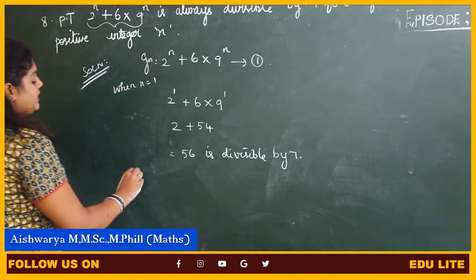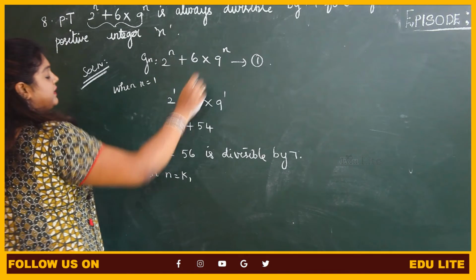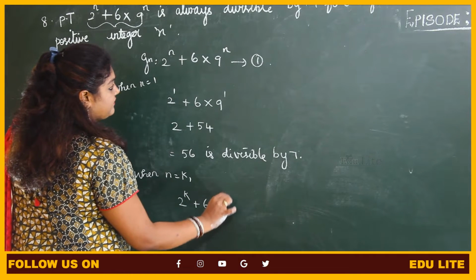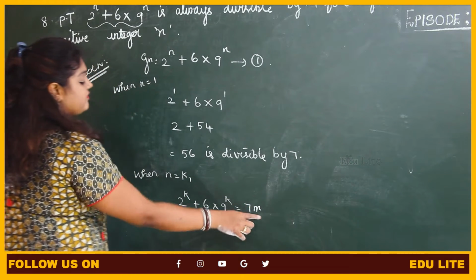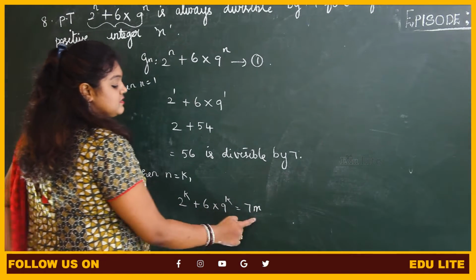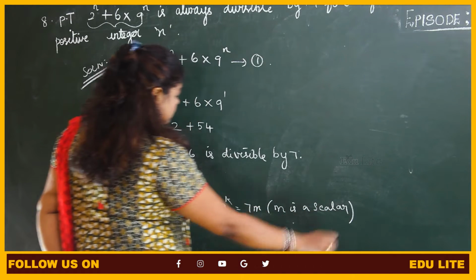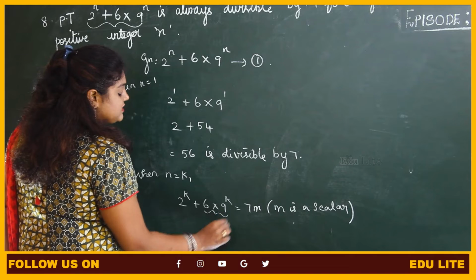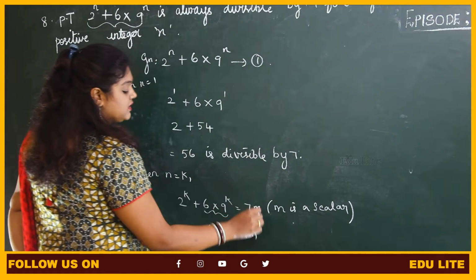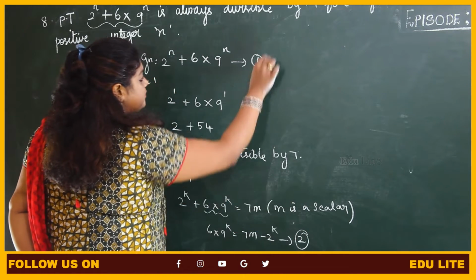Next, when n is equal to k, let us choose k and substitute it in place of n. So 2 power k plus 6 into 9 power k is equal to 7m. Why are we choosing this? According to modular arithmetic, we write it in such a format, which means this is divisible by 7, where m is an integer. So I am going to keep this on the left hand side: 6 into 9 power k equals 7m. This 2 power k, when it goes to the other side, becomes minus 2 power k. This I will consider as equation 2.